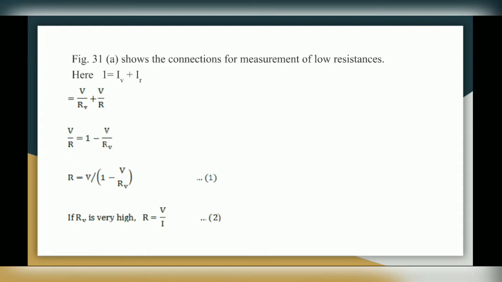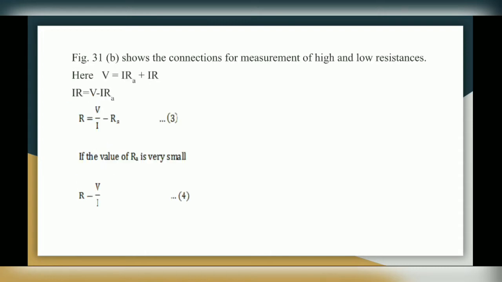Here, I is equal to IV plus IR, which is equal to V upon RV plus V upon R. So V upon R is equal to I minus V upon RV. So we get R is equal to V upon I minus V upon RV. This is equation number 1. If RV is very high, we can write it as R is equal to V upon I, equation number 2. In this way you can calculate the value of resistance.